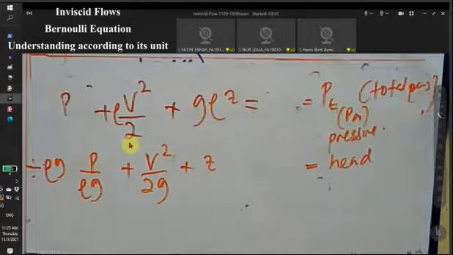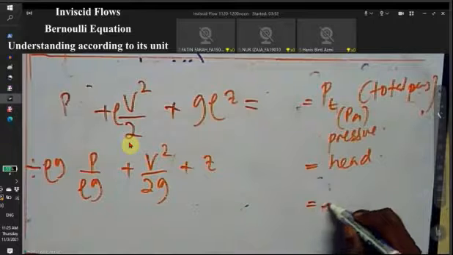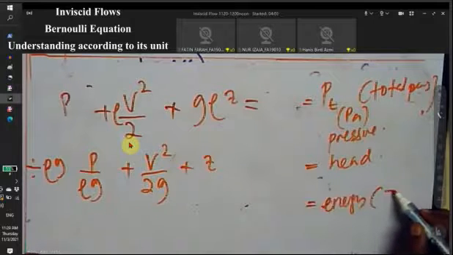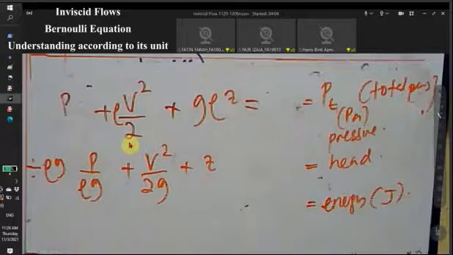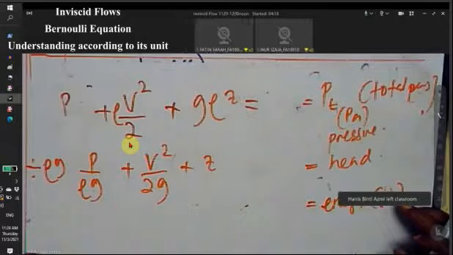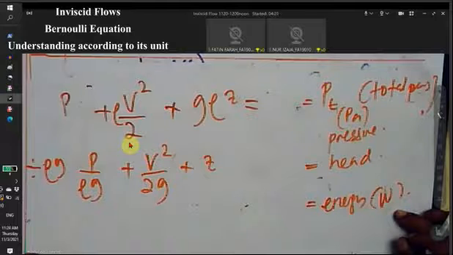And finally we can write this equation in terms of energy, right? So we are going to write this equation in terms of energy, for example, joule. It's maybe not joule, I think watt is better, right? Because we try to write this equation based on something that we can measure using sensors. So how can we get the value of watt?